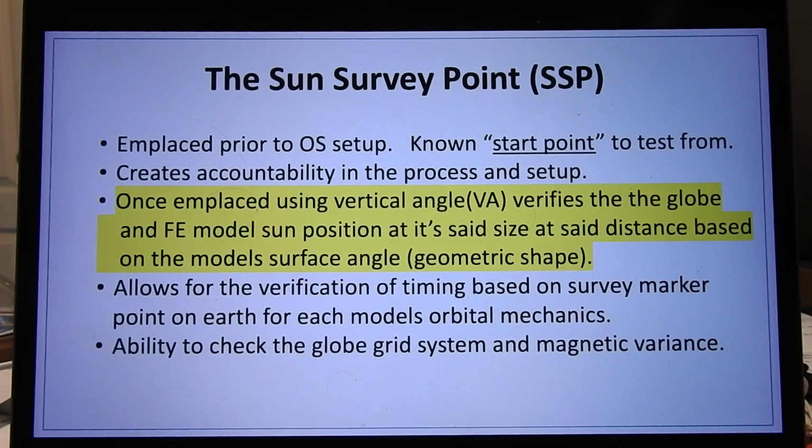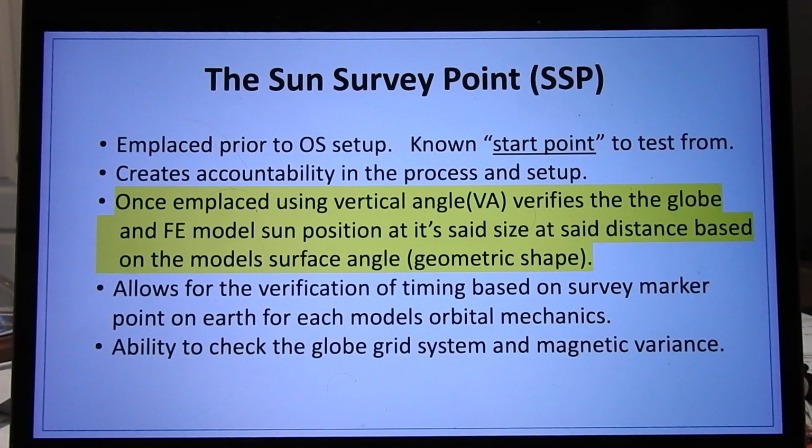And really, when we talk about some of the major points on this 9-step geometric validation process, it's the sun survey point. Once in place, using vertical angle, VA verifies the globe and FE model's sun position at its said size, at its said distance, based on the model. Surface angle or geometric shape, that's huge. It doesn't get any more solid than that. That is like having gold bullion at your house.